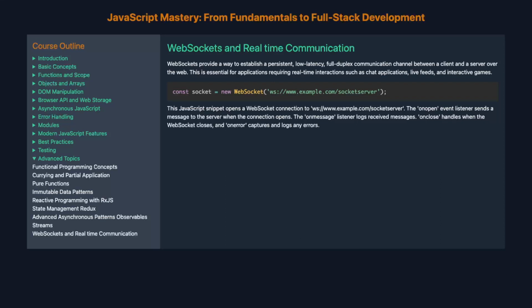This is essential for applications requiring real-time interactions such as chat applications, live feeds, and interactive games. This JavaScript snippet opens a WebSocket connection to ws://example.com/socket server. The onopen event listener sends a message to the server when the connection opens. The onmessage listener logs received messages. onclose handles when the WebSocket closes, and onerror captures and logs any errors.